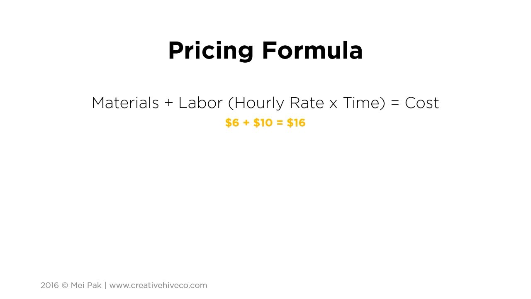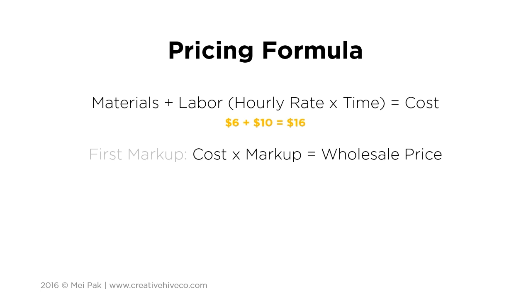The next 2 steps are easy. You're going to mark up your cost twice. The first markup will get you your wholesale price, and the second markup will get you the retail price. For this example, I'm going to use 2 as our markup. So you take your total cost of $16 and multiply that by 2. This is your wholesale price at $32.